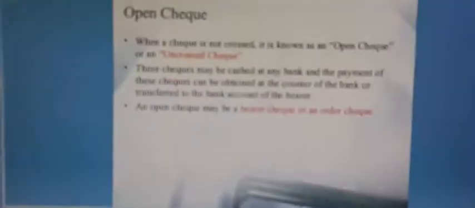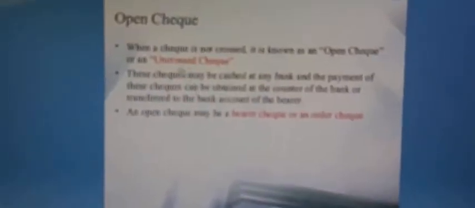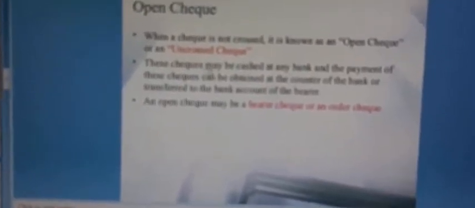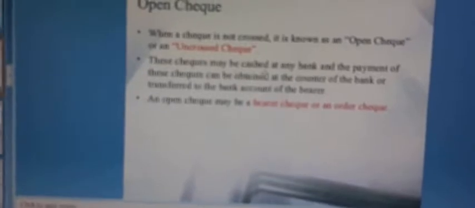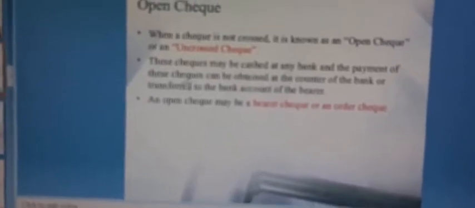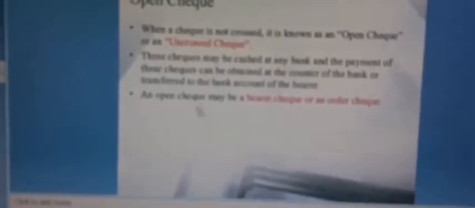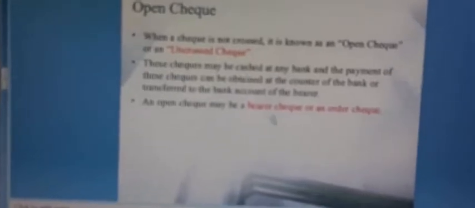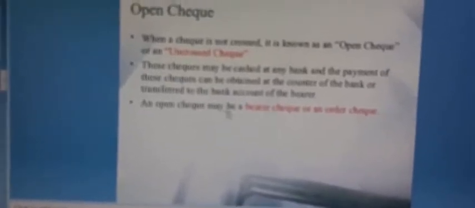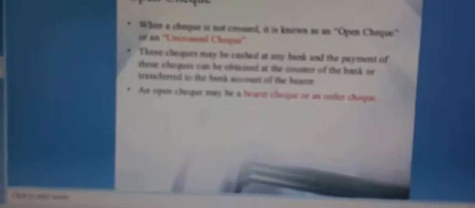The next important check is the open check. When a check is not crossed, it is called an open check. This check may be cashed by any bank, and the payment of this check can be obtained at the counter. An open check may be a bearer check or an order check.